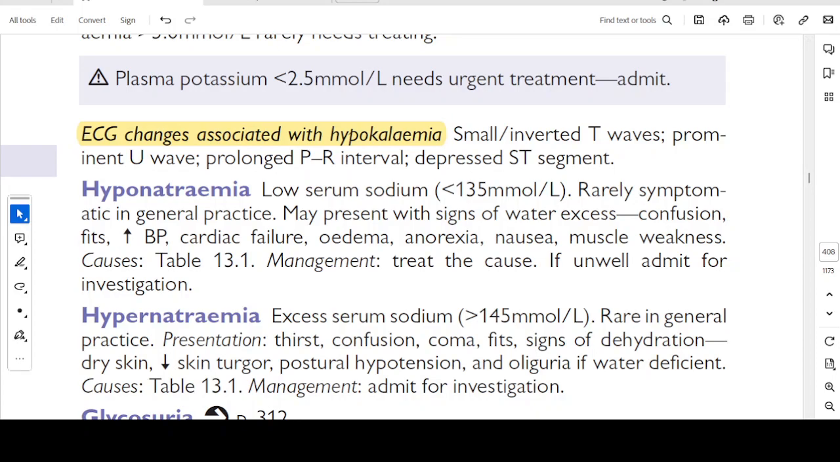Hyponatremia. Low serum sodium less than 135 millimoles per liter is considered hyponatremia. Rarely symptomatic in general practice, it may present with signs of water excess like confusion, fits, increased BP, cardiac failure, edema, anorexia, nausea, muscle weakness. Causes are in table 13.1. Management: treat the cause. If unwell, admit for investigation.